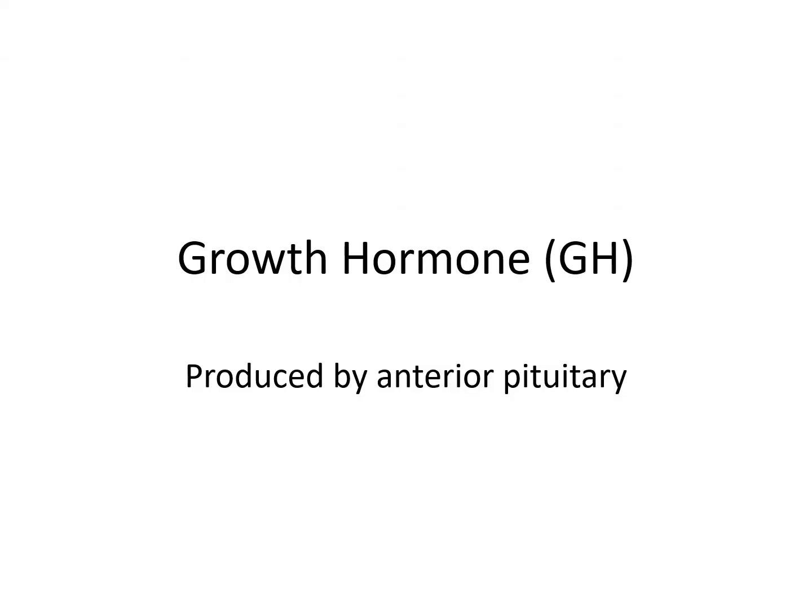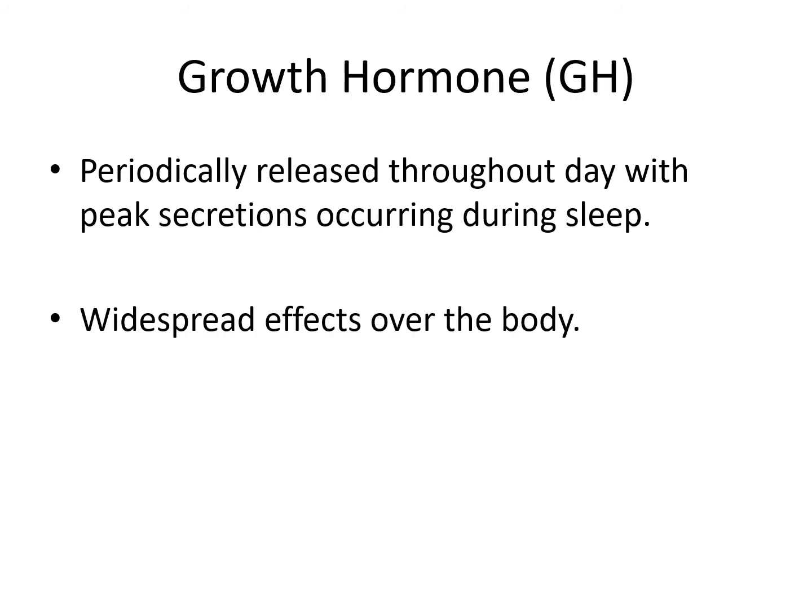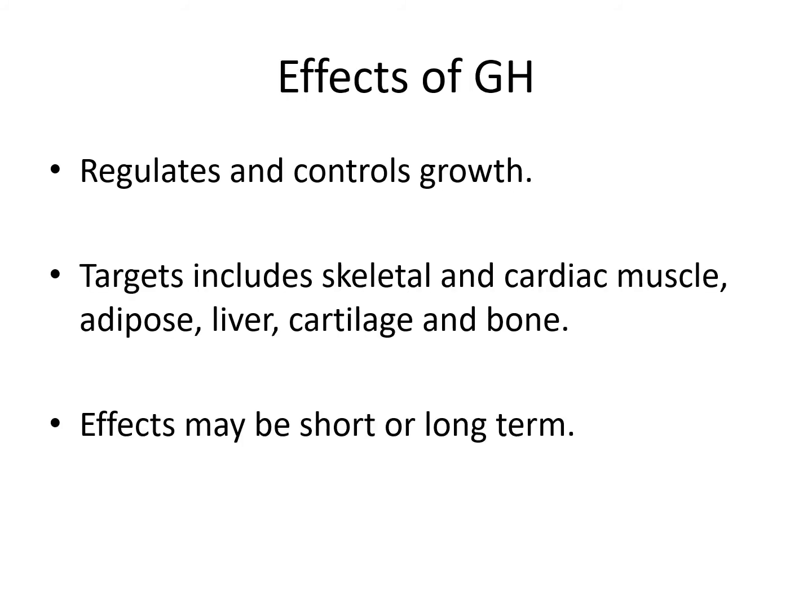Finally, growth hormone is also produced by the anterior pituitary gland, and growth hormone has widespread effects over the entire body. It's periodically released during the day, but its peak secretion occurs during sleep. As you might expect, growth hormone regulates and controls all types of growth. That includes targeting skeletal and cardiac muscle, adipose, liver, cartilage, and bone. And the effects can be short or long term.